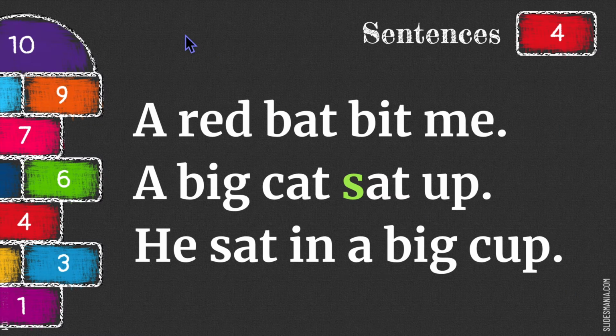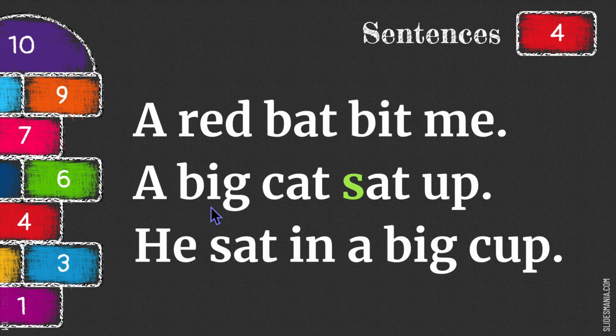Let's practice with some sentences. A, red, bat, bit. Oh, this syllable ends in a vowel, so we will try the long sound. Me. A red bat bit me.